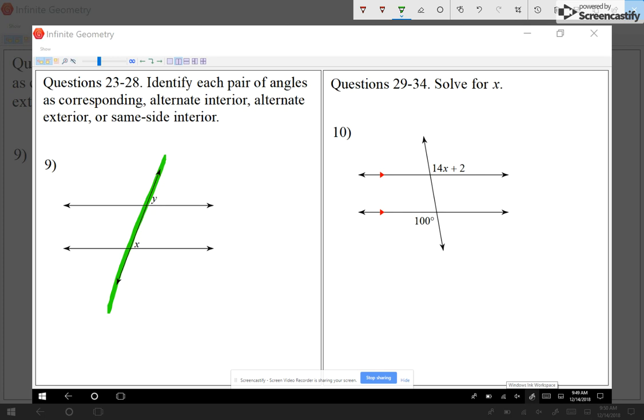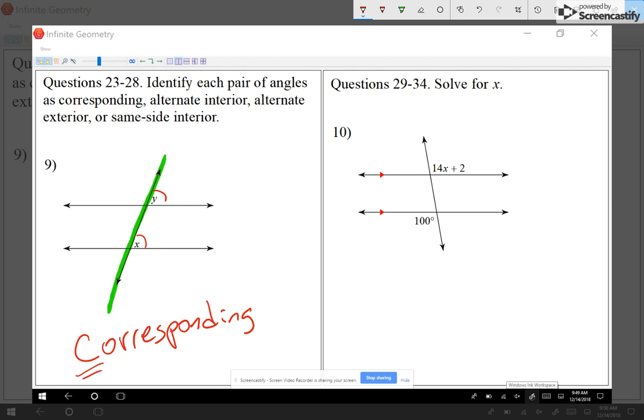Same side interior, well, it makes sense. They're both on the same side. They're both interior. That's very easy to tell. Now here in this case, angle X and angle Y, they're on the same side of the transversal, in this case, the right side. One of them is interior, one of them is exterior. So this is what we call corresponding. I'm only going to capitalize the first letter. So of course, this case is corresponding.